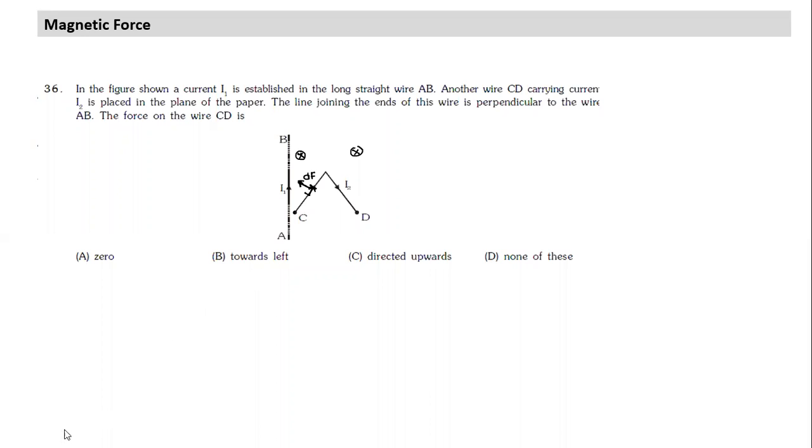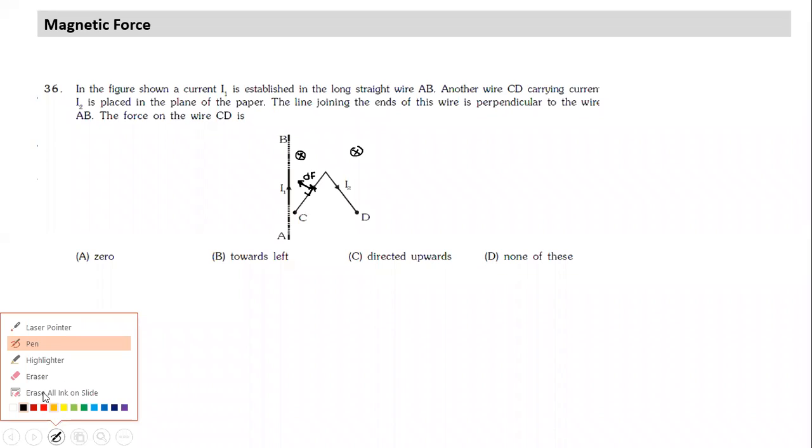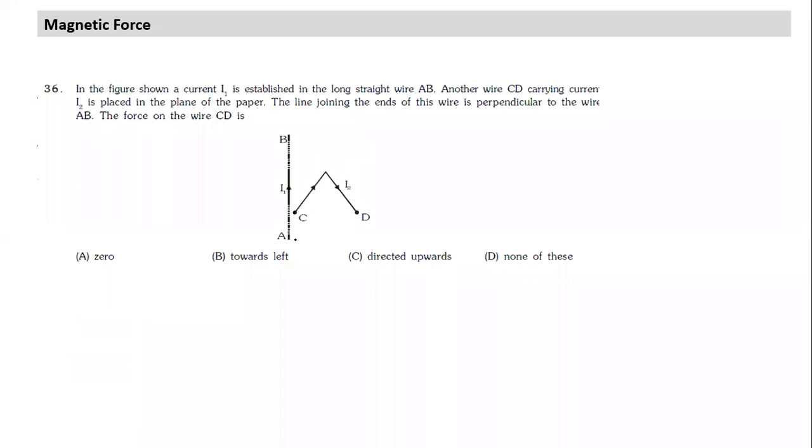So what next? Now this is done. After this, how do you proceed further? Yes, Vignesh? Can we replace this wire by the straight line joining CD? First question. Tell me, Disha, can we replace this wire with the straight wire joining CD?